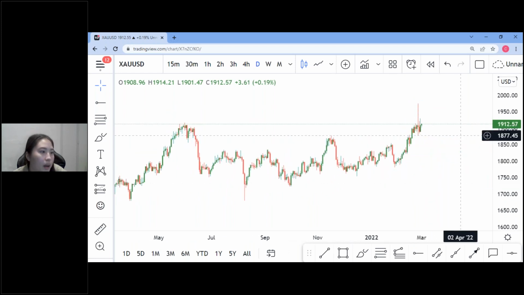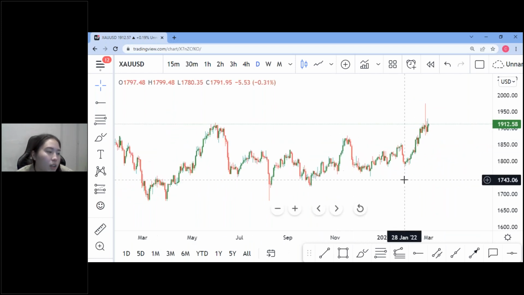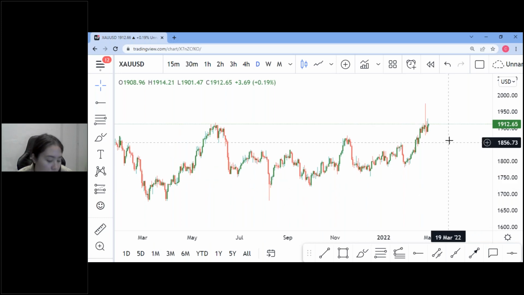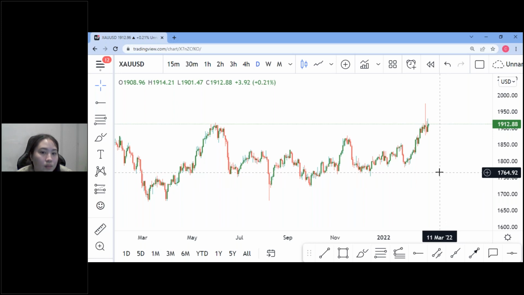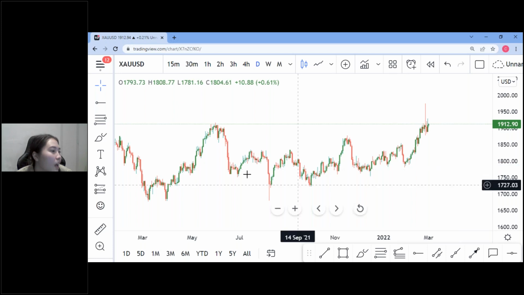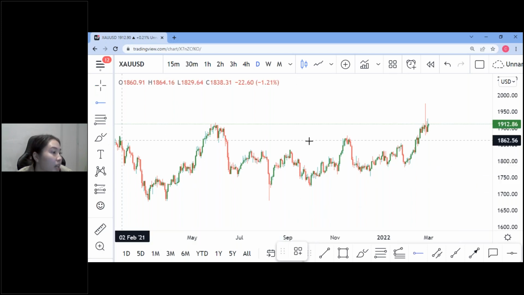Do you guys see that price is moving in an uptrend or a downtrend? Can you guys let me know if you think price is moving in an uptrend or a downtrend? Up, up. Everyone's saying up. Okay, everyone is saying price is moving in an uptrend.